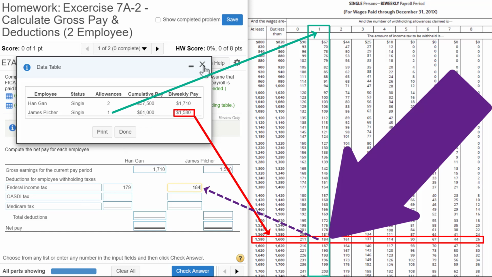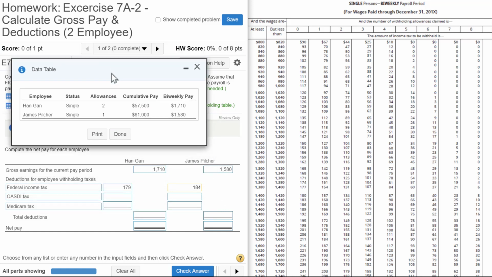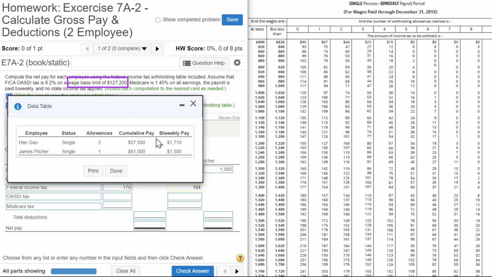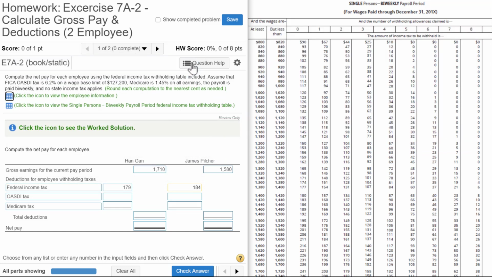Now we're going to calculate OASDI. So OASDI, remember, is 6.2%, but we first have to make sure to see if they're getting close to this limit, to see if they're going to go over the limit, or maybe they are already over the limit. So let me open up the data table again. So remember, the wage base is $127,200. Cumulative pay means the pay prior to this pay period. So if we add Han's $57,500 plus Han's current pay of $1710, will Han be over the $127,200? No. So all of his gross pay is taxable for OASDI. And then let's look at James. If we take James' previous pay, 61,000, plus 1580, which is this pay, he's still going to be under this 127,200. So all of their wages are taxable for OASDI.